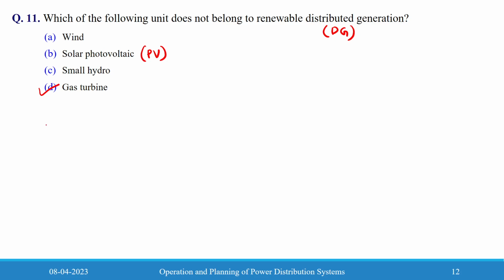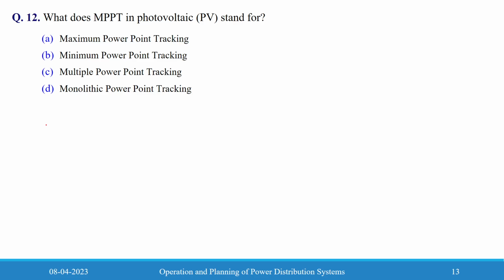Now we will see the next problem. What does MPPT in photovoltaic stand for? The options are: A, maximum power point tracking; B, minimum power point tracking; C, multiple power point tracking; D, monolithic power point tracking. You can give your answer in the chat box.